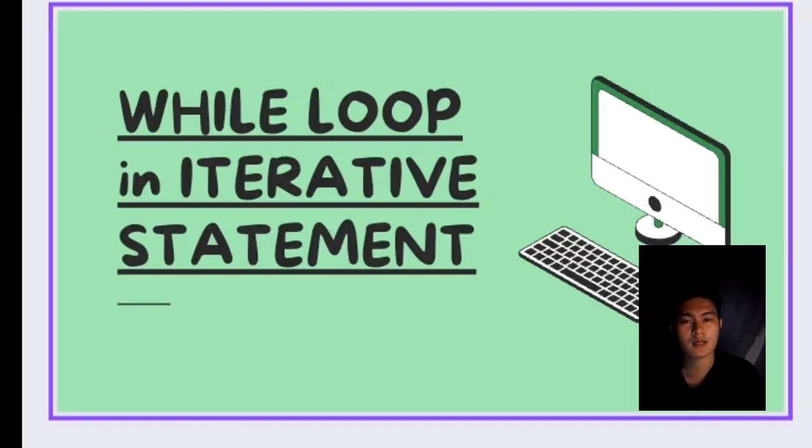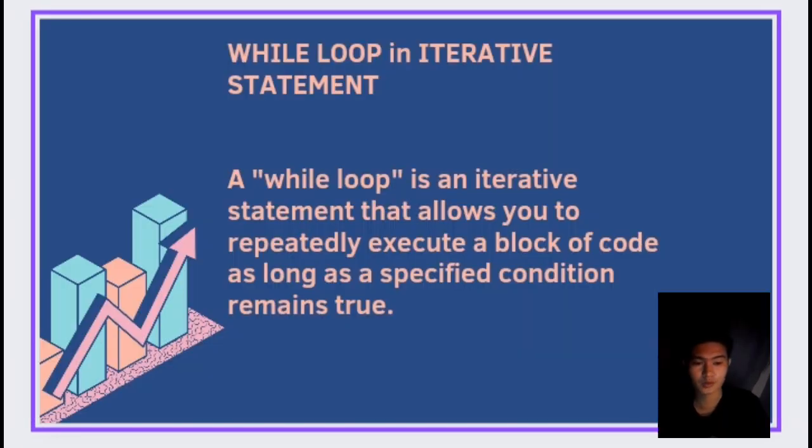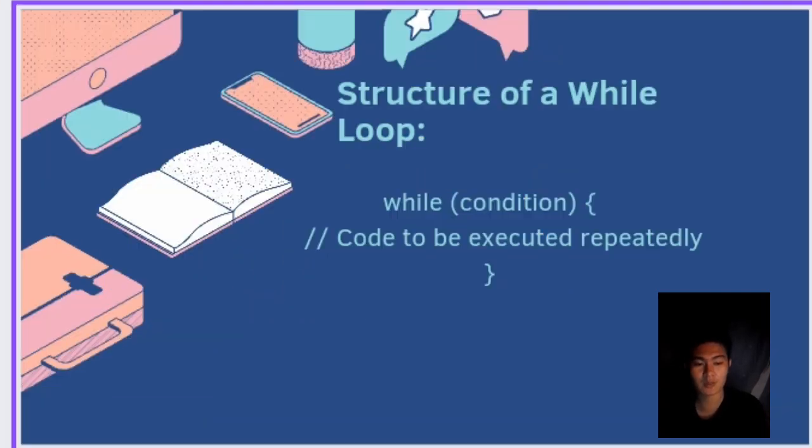So the next loop is the while loop in iterative statements. In Java, a while loop is used for repetitive execution of a block of code as long as a specified condition remains true. The basic structure of a while loop in Java is as follows: while (condition), then the code to be executed as long as the condition is true.